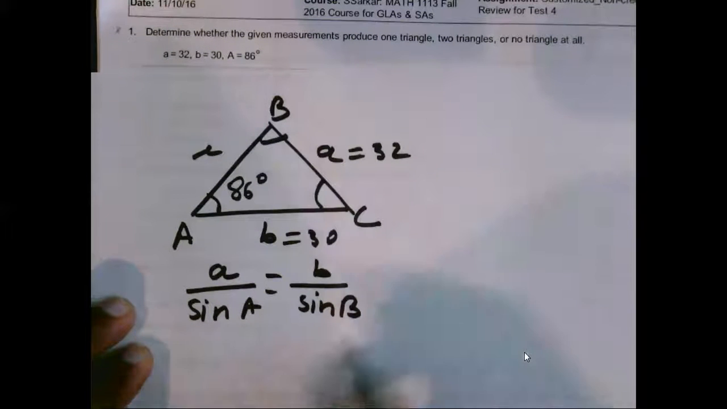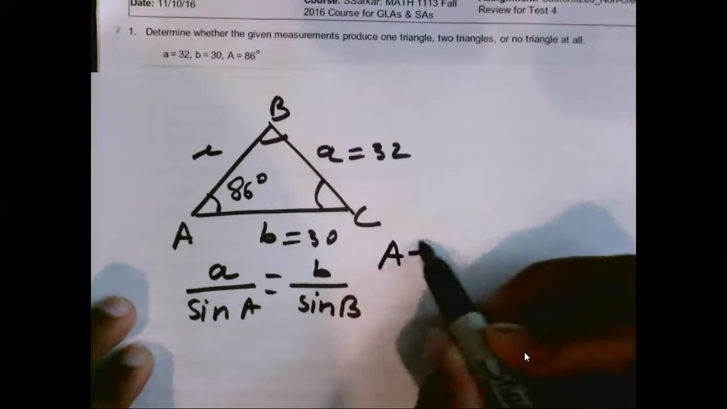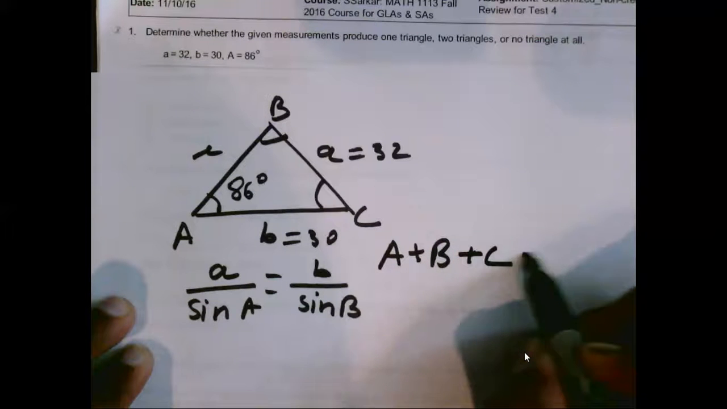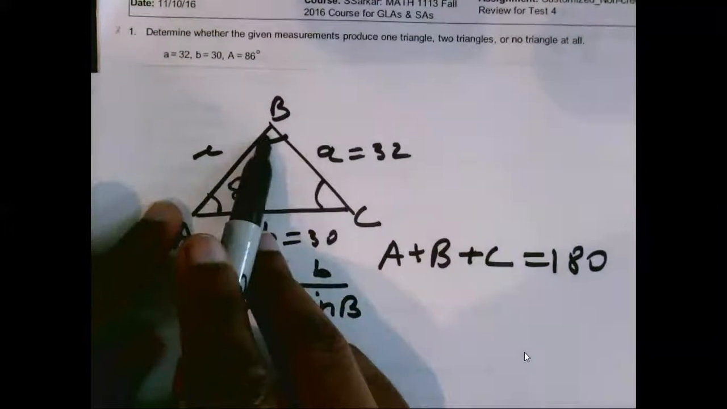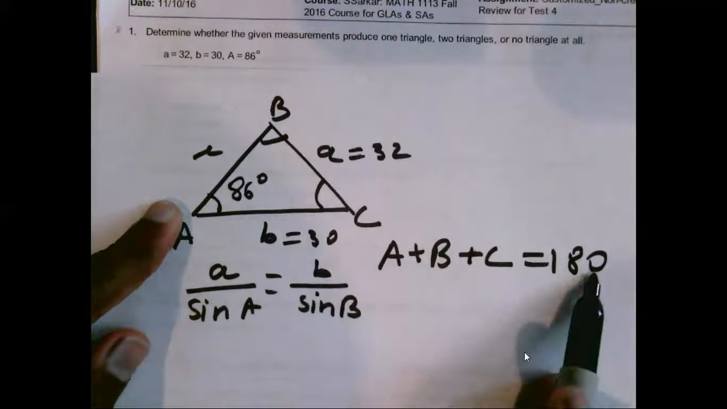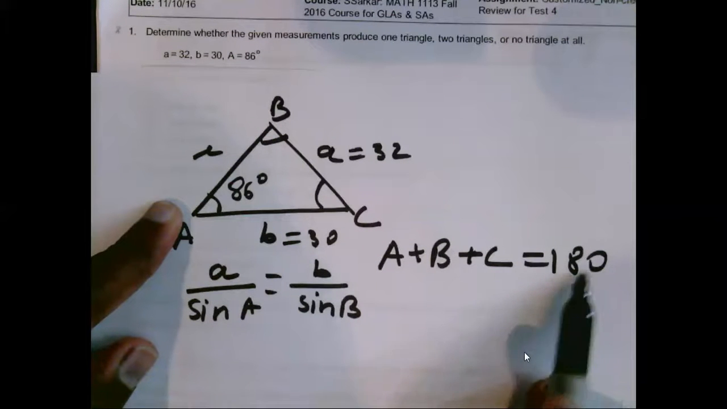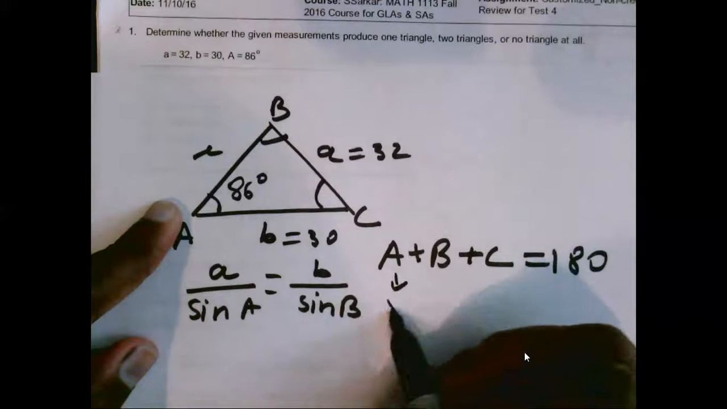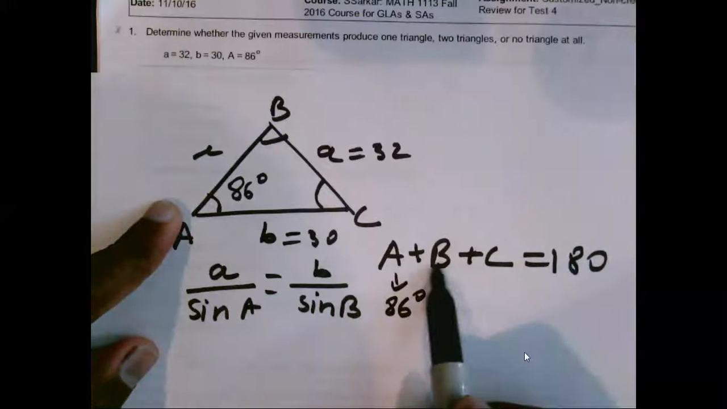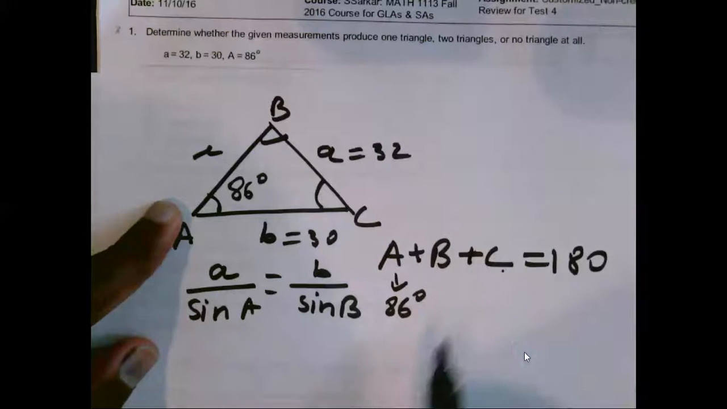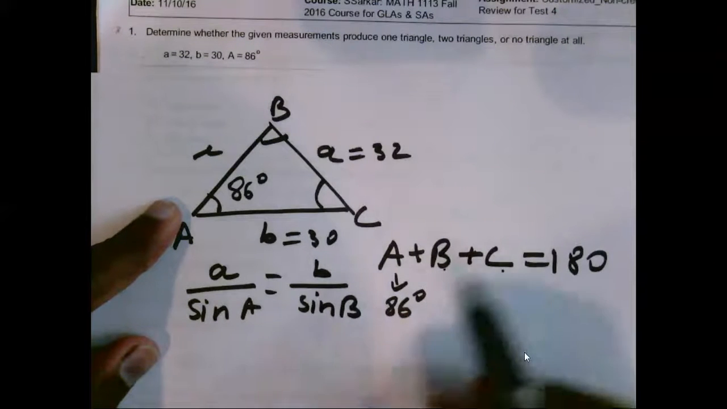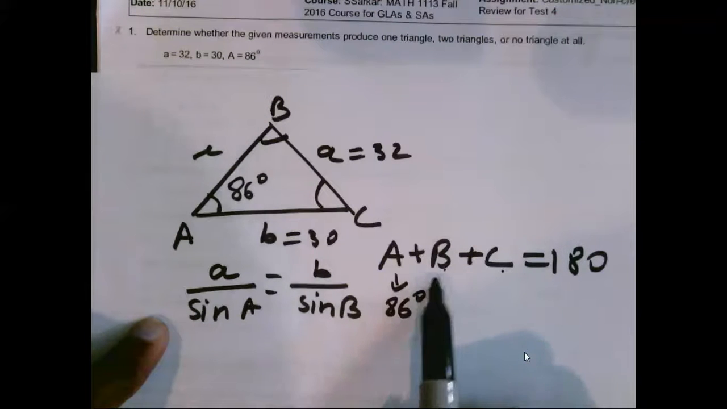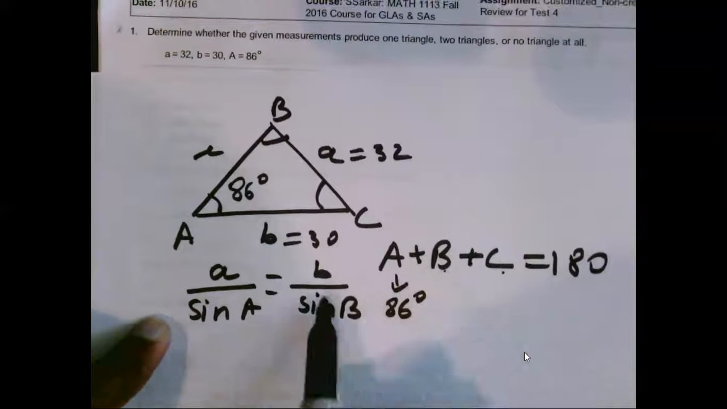The reason we want to figure out angle B is that we know the sum of all the angles, this angle plus that angle plus that angle, is supposed to give us 180 degrees. We know this one is 86 degrees. We need to determine B, and then using B we can find C. So our goal is to find B and C to figure out the number of triangles. Let's find B first, using the law of sines.